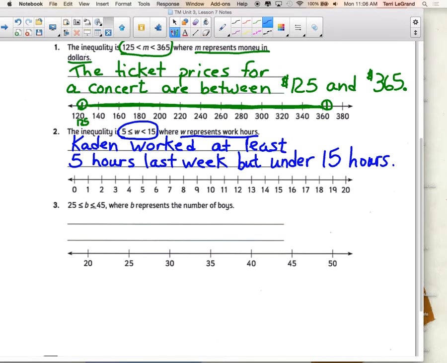Okay, this graph is a little friendlier for us. We're going to do a circle at 5, shaded in, because he could have worked 5 hours. A circle at 15, shaded in? No, he worked under 15. 15 is not included, is it? So sometimes one of them is shaded and the other one isn't, just like on the front. So the shaded region shows all the possible amounts of hours Caden worked last week.